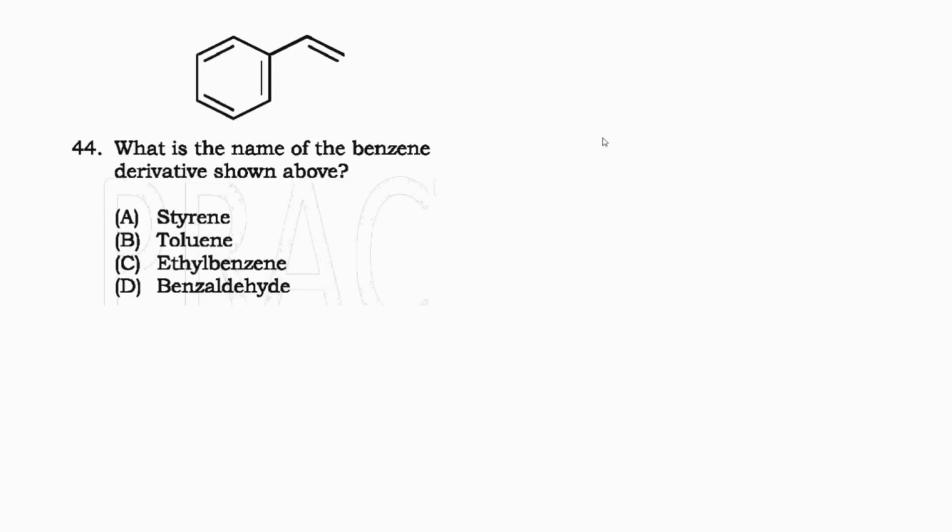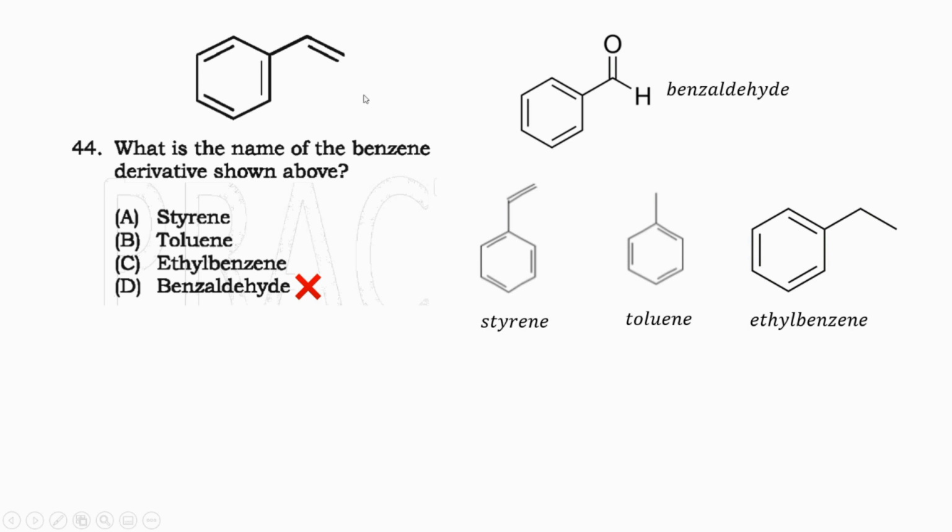Problem number 44. What is the name of the benzene derivative shown above? So to solve this problem, dapat alam natin yung structures ng choices natin. Now sa choices natin, meron na agad mali yung benzaldehyde natin, kasi if you look at yung figure, ano yung atoms na meron siya? Meron tayong carbon and hydrogen. Eh yung benzaldehyde natin, meron siyang oxygen. Ngayon naman, ito yung structure ng iba nating choices: yung styrene, yung toluene, meron siyang methyl substituent, yung ethyl benzene, may ethyl substituent. Since hiningi ng problem natin is yung ganitong figure, styrene siya. So the only way to solve this problem is to memorize the structure of the choices. So yung sagot natin ay A, styrene.